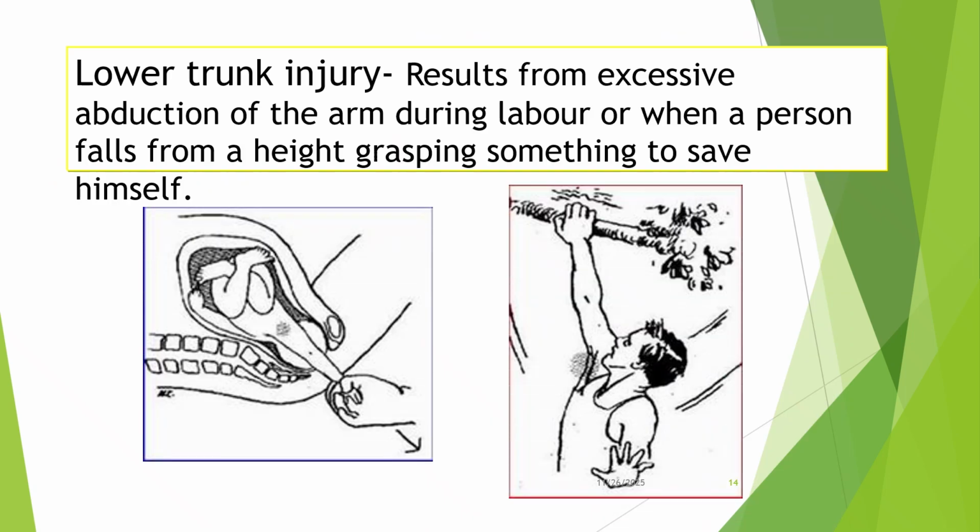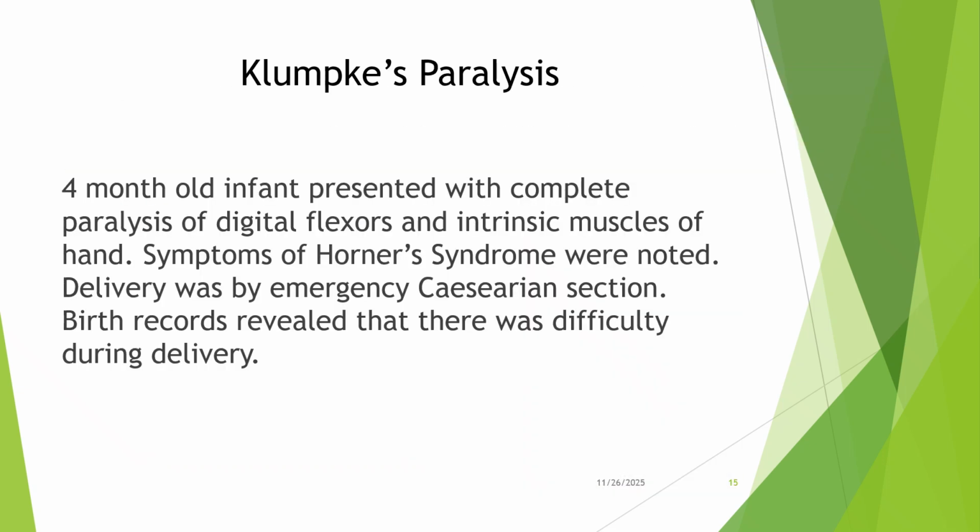Coming to the injury of the lower trunk, this can result from excessive abduction of the arm during labor or when a person falls from a height grasping something to save himself. Whenever there is an injury to the lower trunk, C8 and T1 are involved, leading to Klumpke's paralysis.